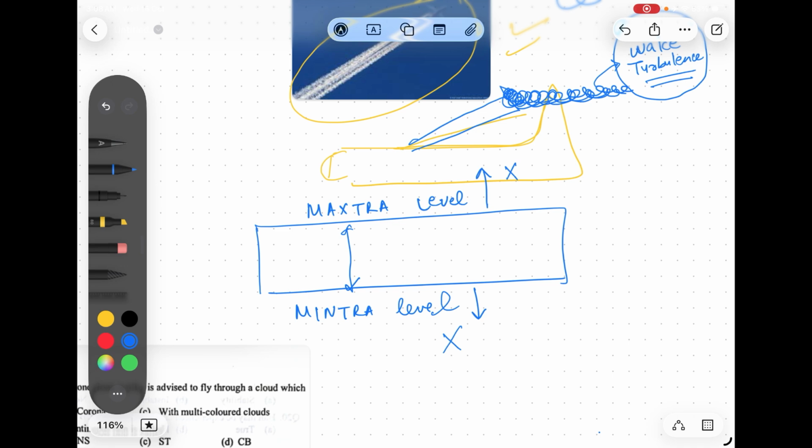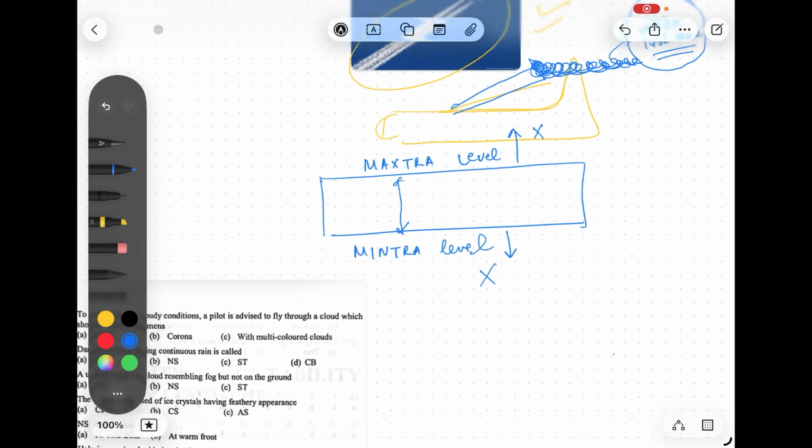And how are the trails formed? There's fuel, there's air, there's water vapor. You could just read how they're formed. It's not important.